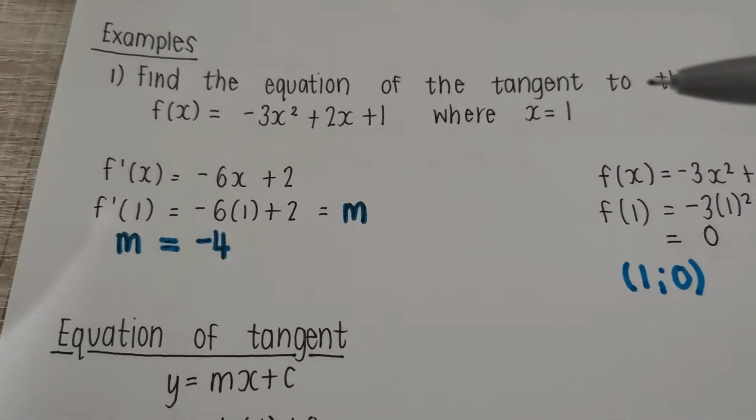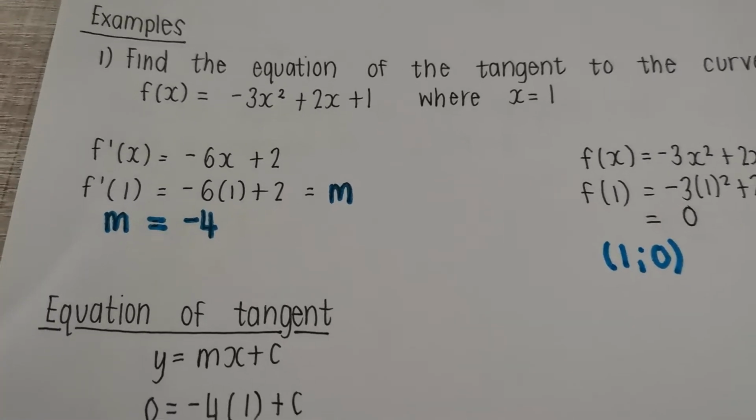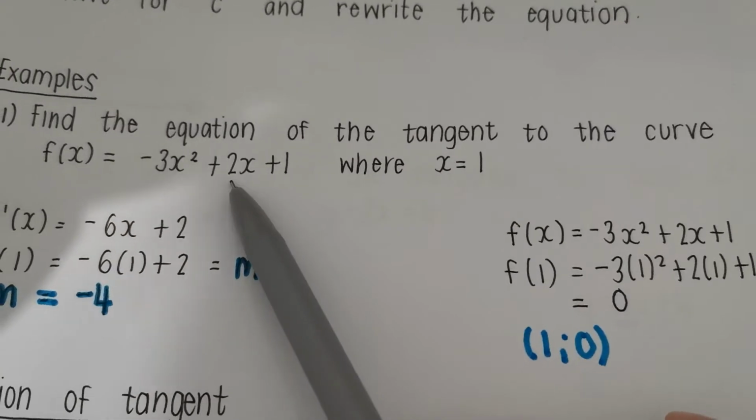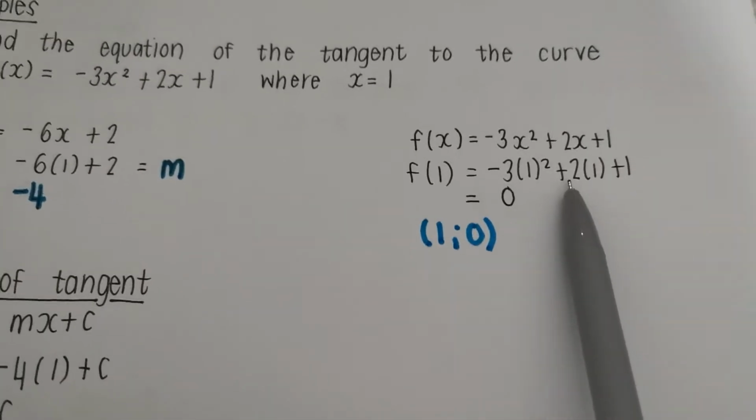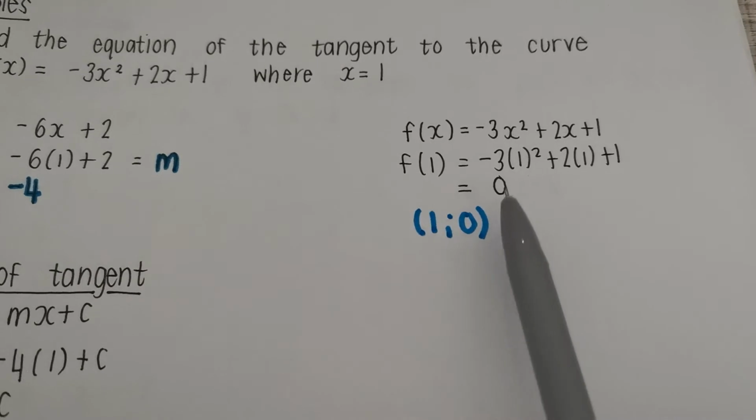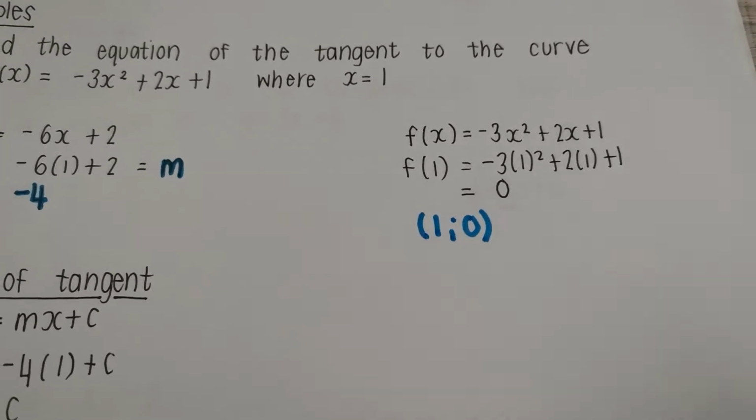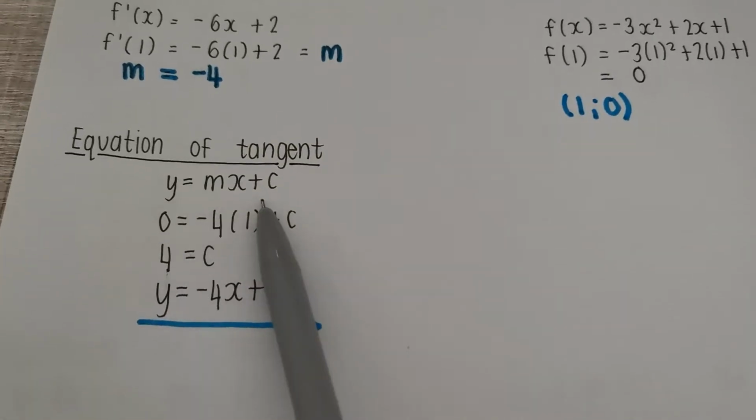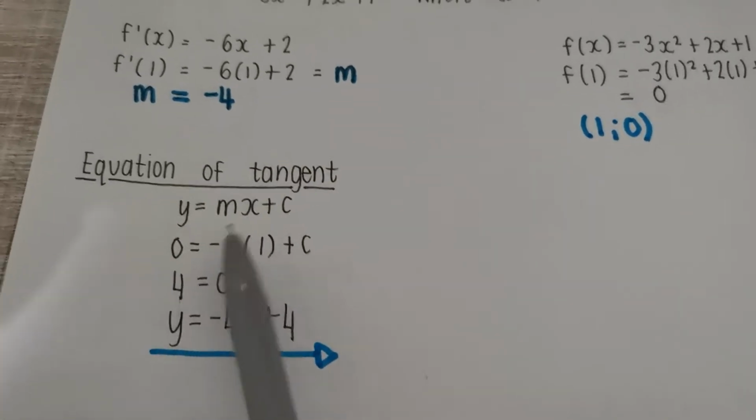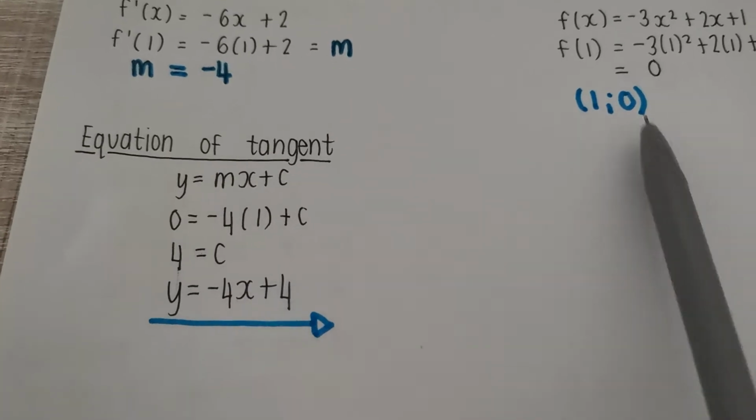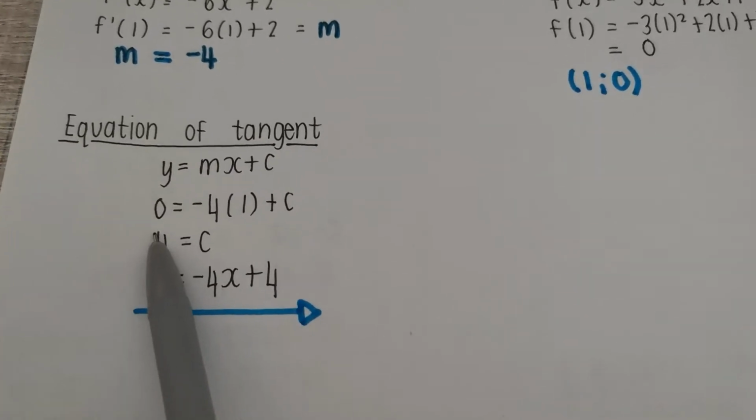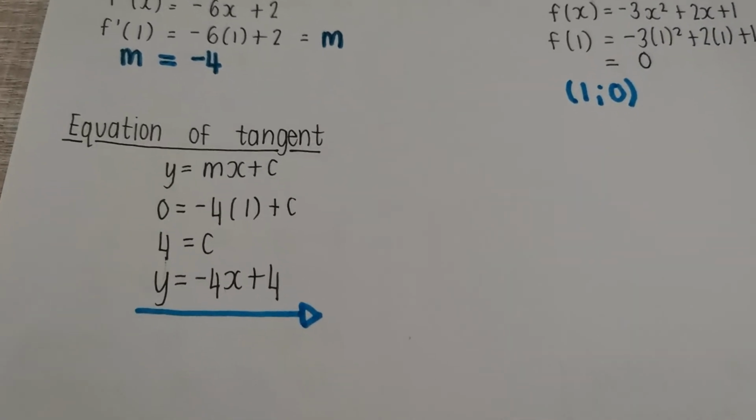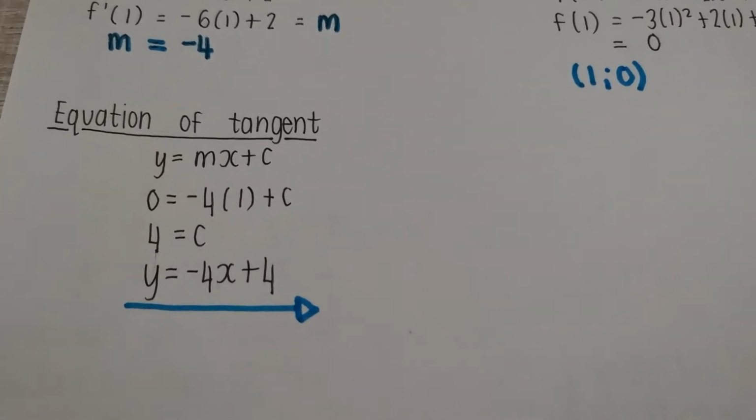Now I need to find that x and y point. So you're subbing this value over here into this equation over here, and that's exactly what I did over here. I calculated it, and I get that it's 0. So here's my coordinate pair. Sub my coordinate pair into the equation y equals mx plus c. So this negative 4 goes there, and there's our 1 and 0. Solve for c and then rewrite your equation. And that's it. We found the equation of the tangent.